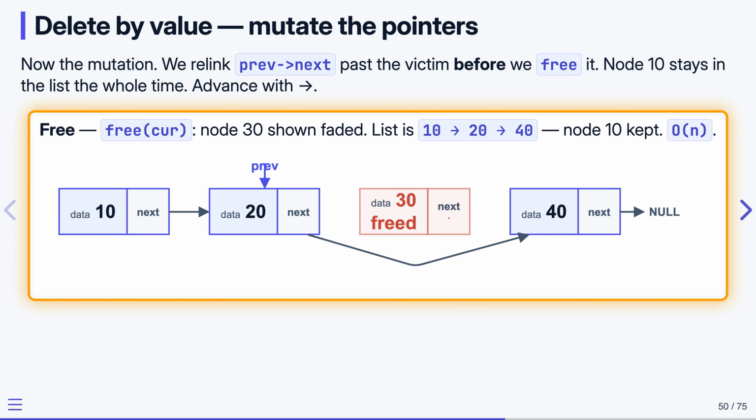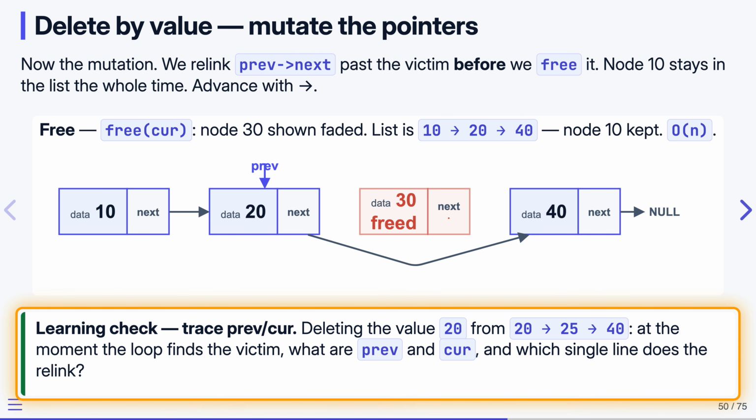Then free. We run free of cur. The victim's memory goes back to the heap. I ghosted it in red instead of erasing it. The list is now 10, 20, 40. Node 10 was kept. The whole delete is big O of n because the search is the slow part.